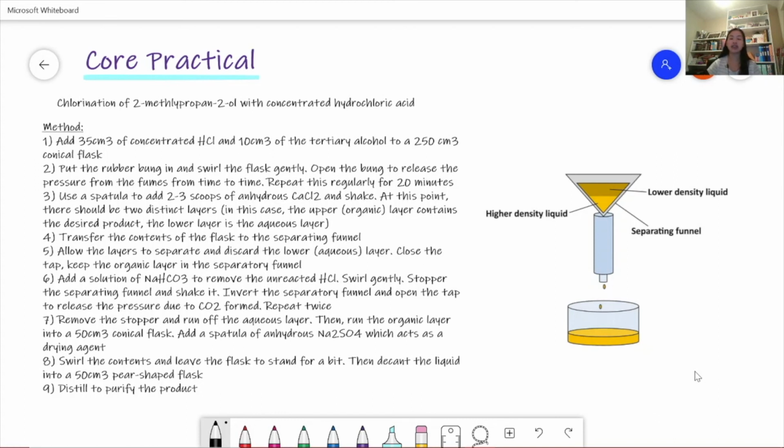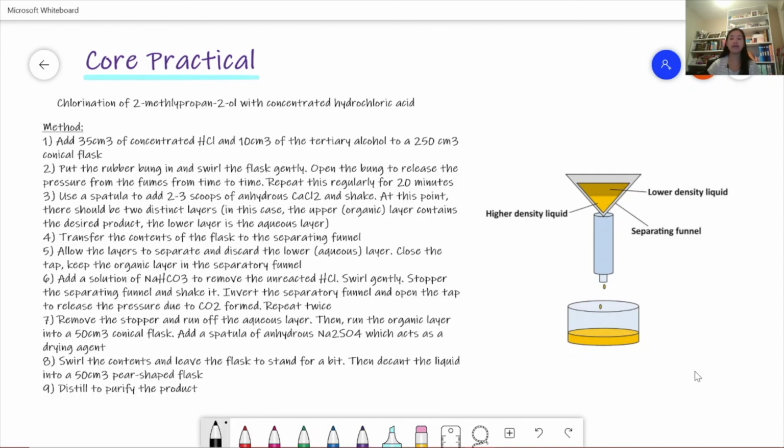And at this point, there should be 2 distinct layers. And in this case, the upper layer will contain our desired product, whereas the lower layer will be the aqueous layer. We then transfer the contents of the flask to the separating funnel and allow the layers to separate and discard the lower layer. We then close the tap and keep the organic layer in the separatory funnel. We then add a solution of sodium hydrogen carbonate to remove the unreacted HCl and swirl gently.